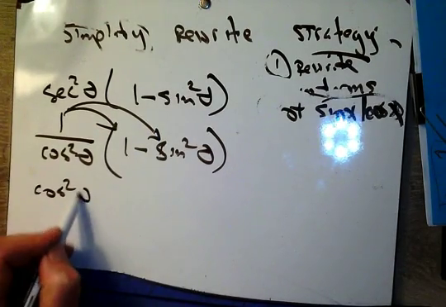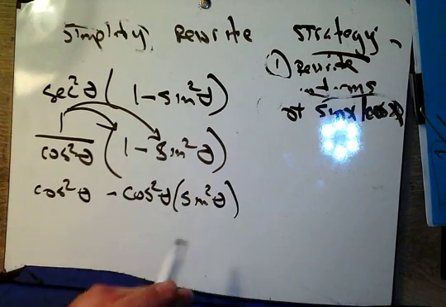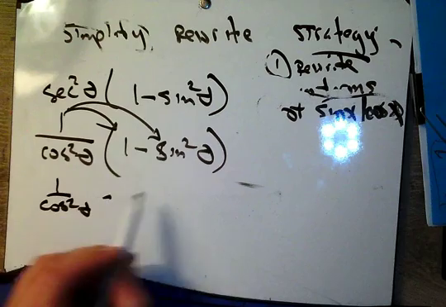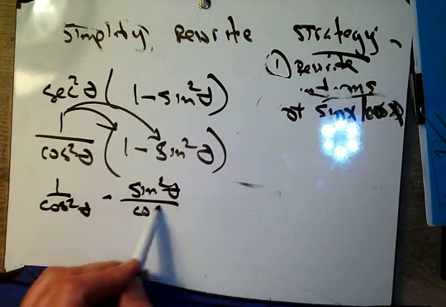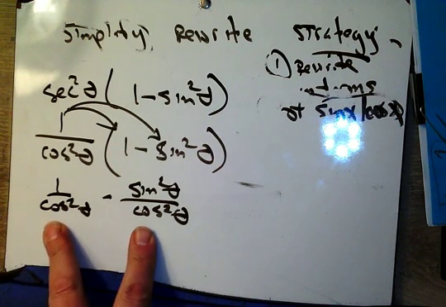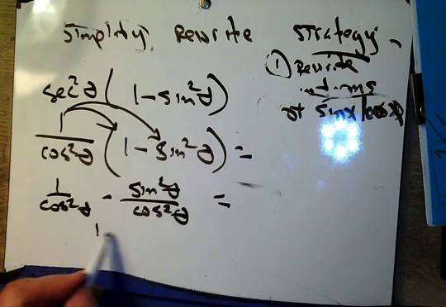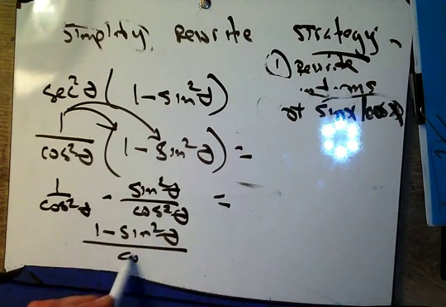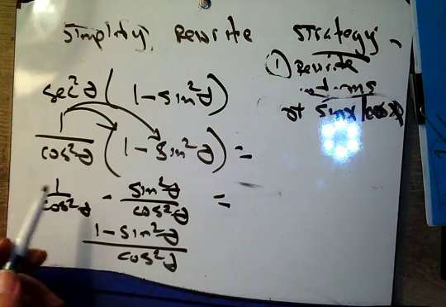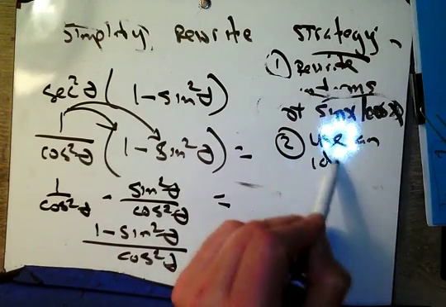And now they've got cosine squared minus cosine squared sine squared. No, they don't. These are in the denominator: 1 over cosine squared minus sine squared over cosine squared. But one term is more simplified than two. So I see a common denominator here. I guess I can write that as 1 minus sine squared over cosine squared. Hey, I was there already. So maybe we want to take a look at strategy number 2, use an identity.